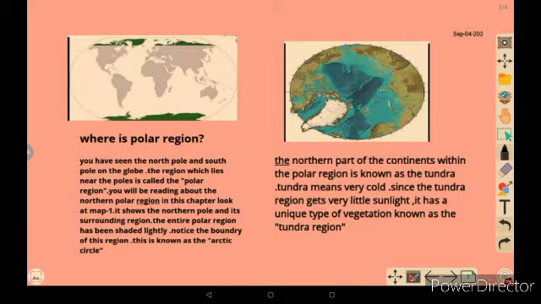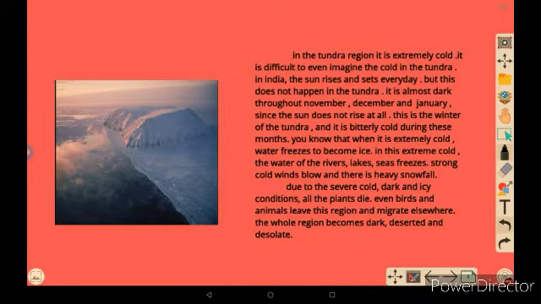So we are going to learn about the tundra region in this chapter. Yeah, so let's go to the next topic. The next topic is about the tundra region seasons. What is the season we are going to learn now? It's the winter season. So it was the winter season we are going to learn here.